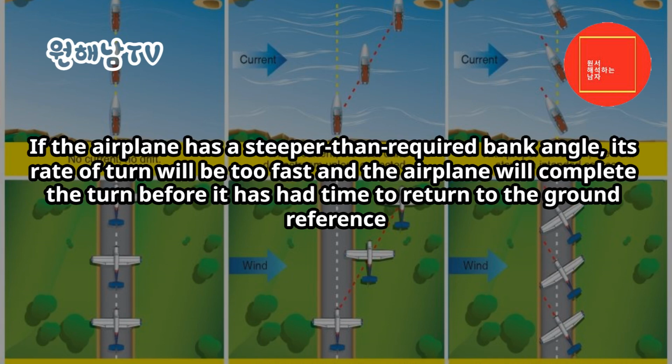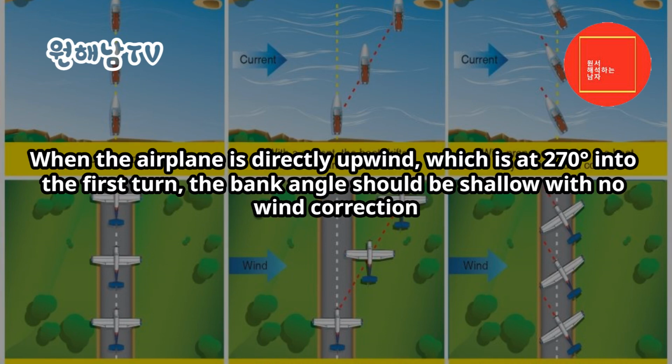If the airplane has a steeper than required bank angle, its rate of turn will be too fast and the airplane will complete the turn before it has had time to return to the ground reference. When the airplane is directly upwind, which is at 270 degrees into the first turn, the bank angle should be shallow with no wind correction.